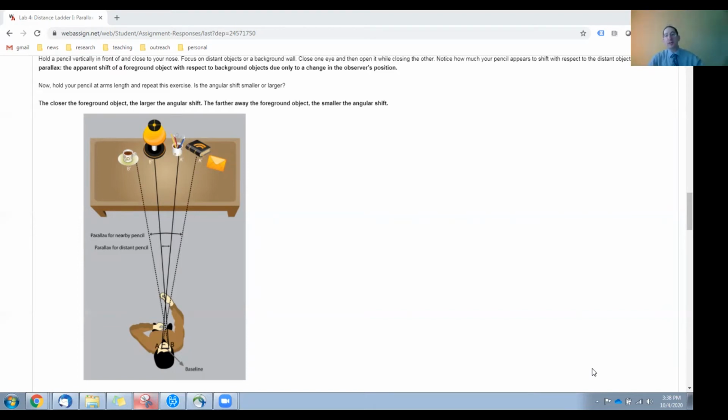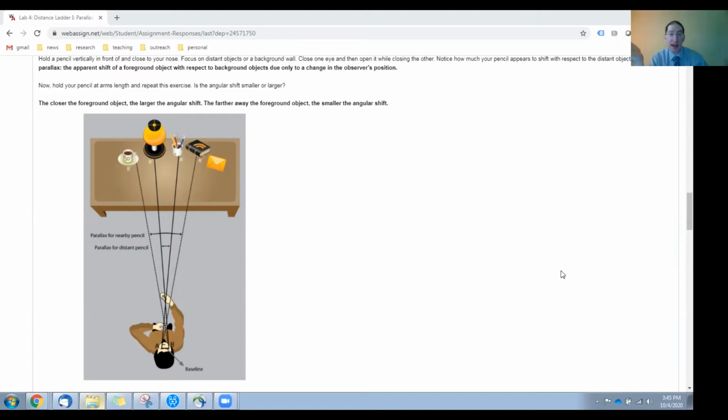For example, grab a finger, preferably your own, and put it close to your face. Close one eye and notice where on the background wall your finger lands. Then switch to your other eye and notice where it lands. And you can go back and forth and you can see the angular shift.